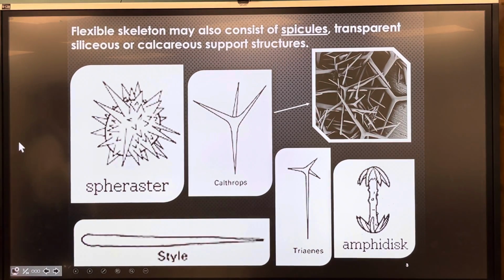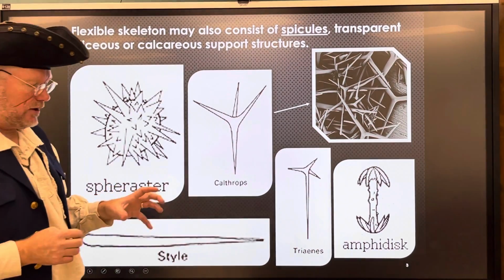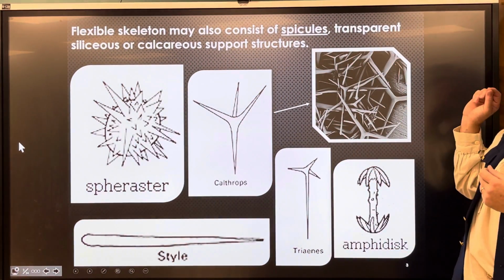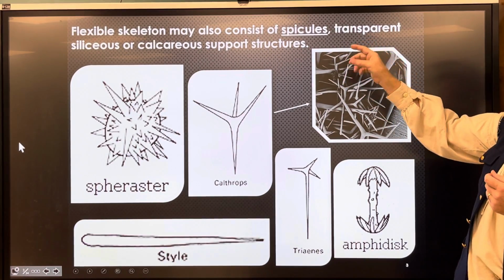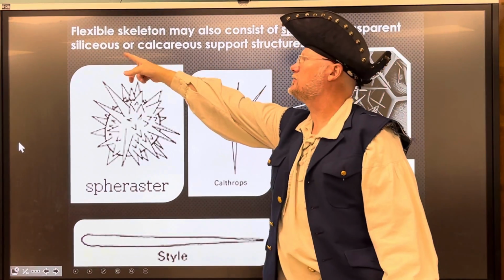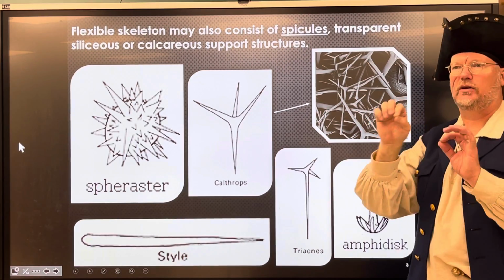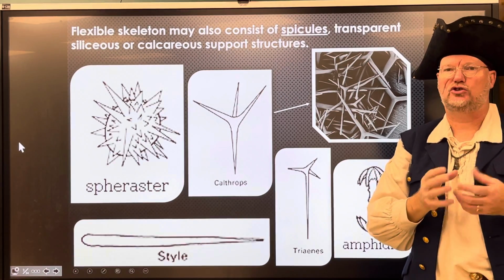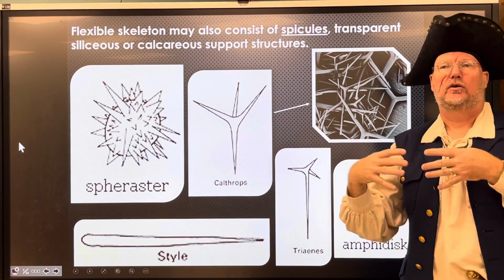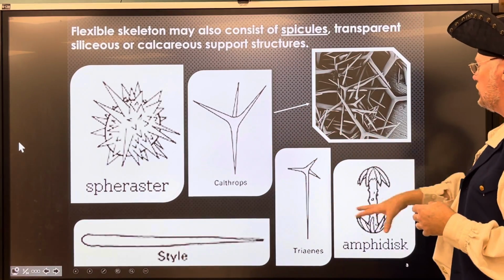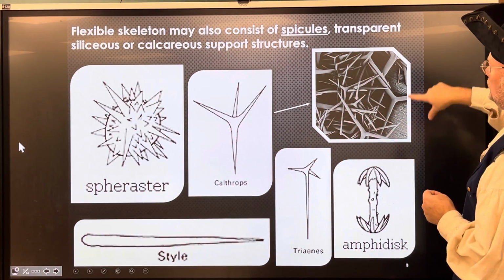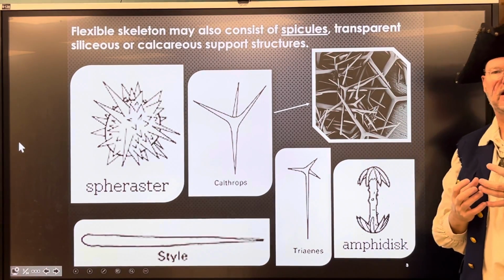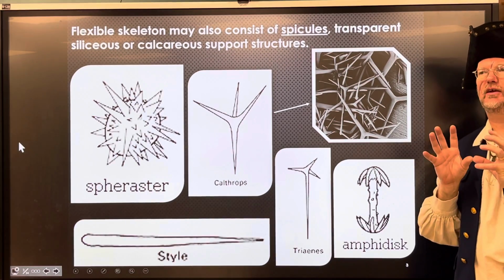So in their flexible skeletons of spongin, they have these microscopic spicules, and they're either made out of glass, siliceous, silicon dioxide, or calcareous, calcium carbonate, like shell material. So they're made out of one of those two things, and they come in different shapes. This is an actual micrograph of spicules. And the reason that they have these in their soft spongin is because a lot of things eat sponges.